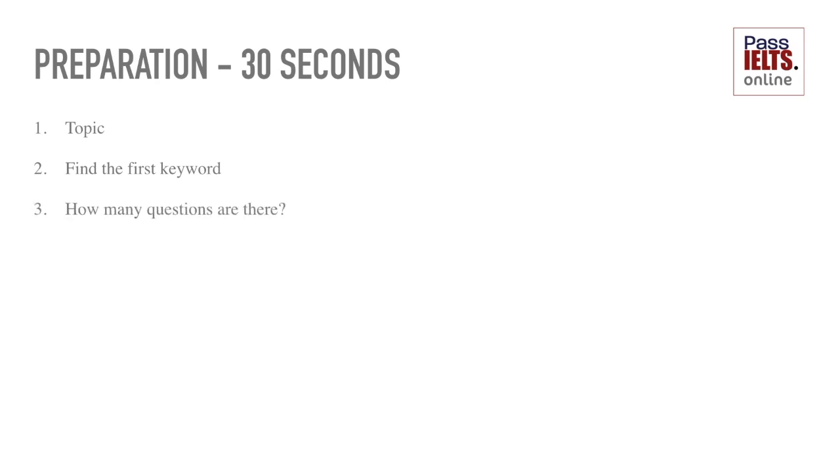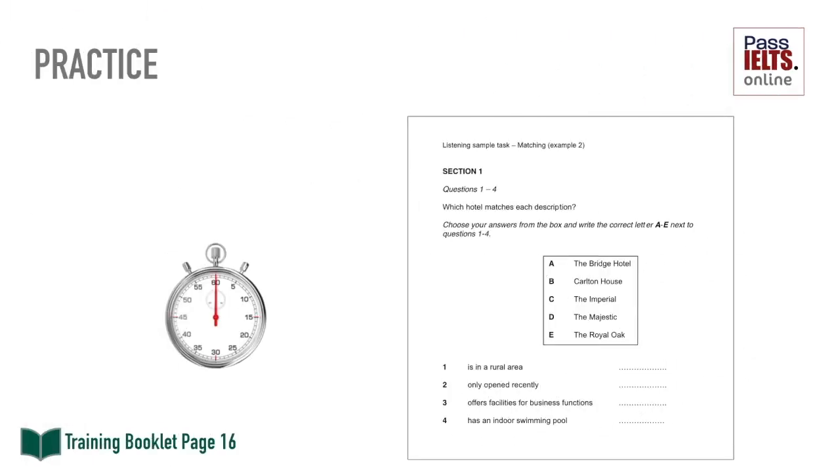3, you need to know how many questions there are, and 4, you should have a quick look at what you have to do. What sort of questions are there? And lastly, try to predict the answers or the kind of answers you need, as then you'll know what to listen for. You now have 30 seconds to look at questions 1 to 4. Don't forget to follow the 5 preparation steps. I'll tell you when the time is up. You can start now.